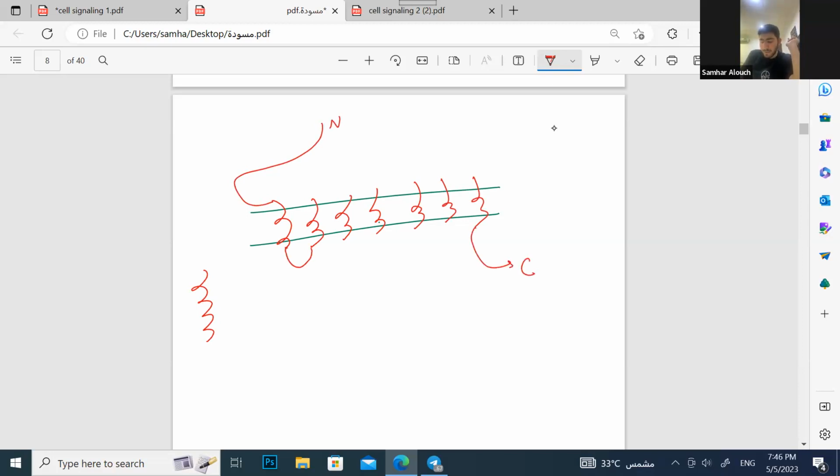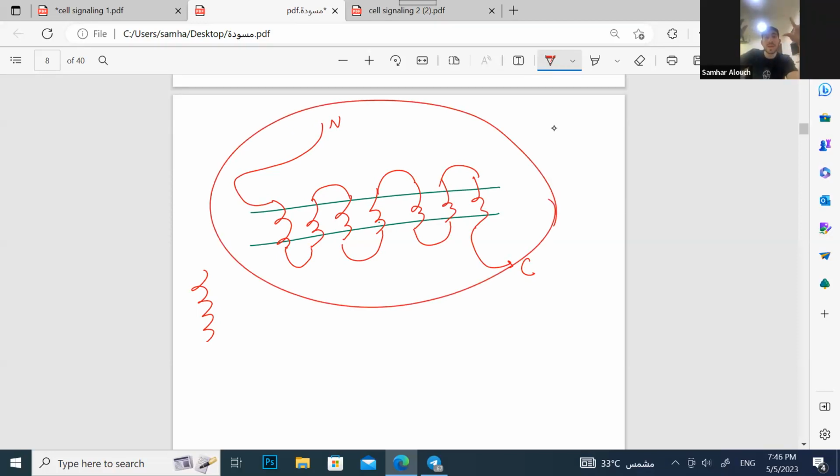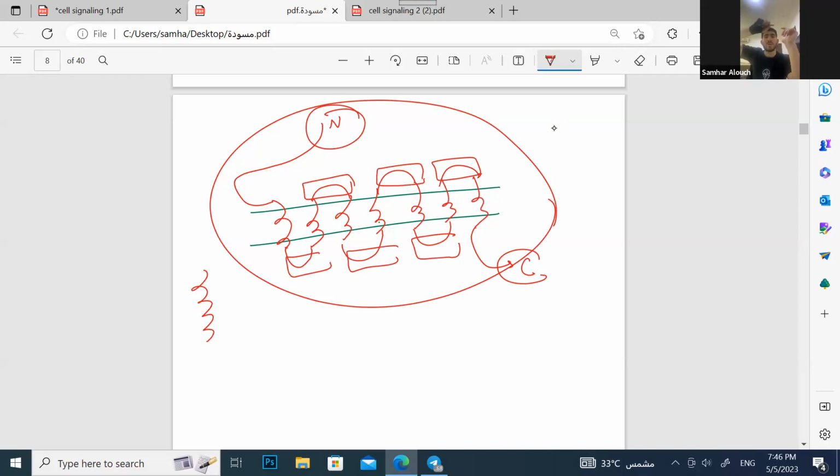And above we have connections like this. This whole thing is the G protein coupled receptor. It has 7 helicals. It has an N terminal out of the membrane and a C terminal inside the cell. Okay, and it has 3 extracellular bridges and 3 intracellular bridges. Okay, this is the structure. 7 helicals with N terminal outside and C terminal inside. And we have 3 bridges outside and 3 bridges inside.